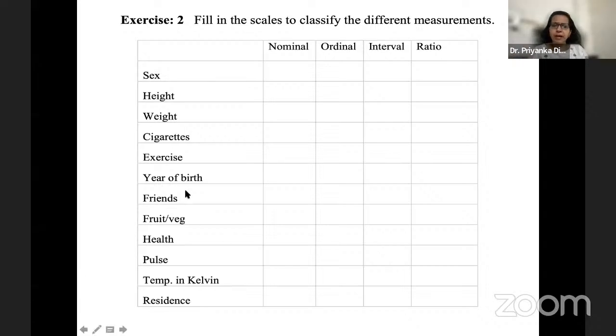I'm not sure whether participants are allowed to unmute themselves. Otherwise, we can quickly have this exercise. So can we say that sex is a continuous variable or a categorical variable? Can you all say?